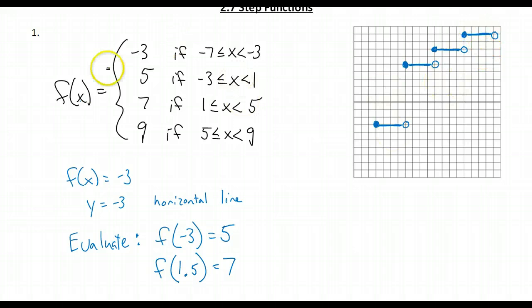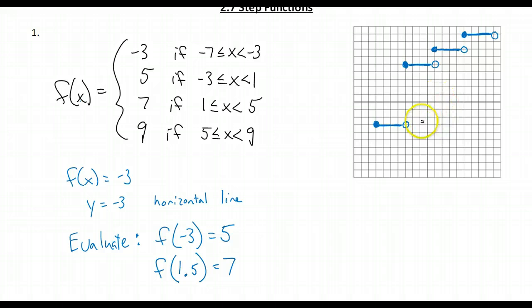My graph and my function notation should line up. Notice that I only have one answer for when x equals negative 3. I only have one answer for when x equals 1.5. Again, it's a function, so I should only have one output for all of these. I don't need to plug in negative 3 to all of these equations, just to where it fits.